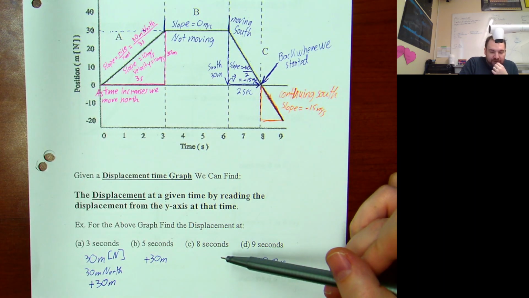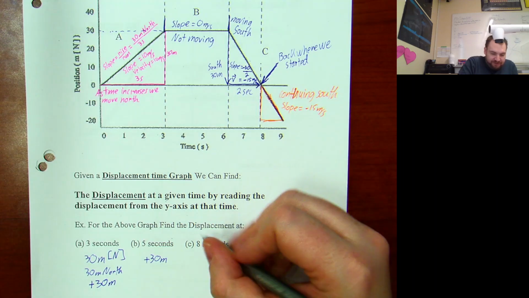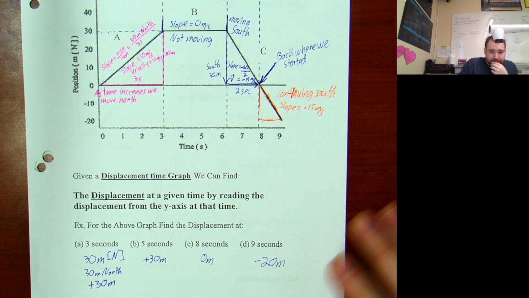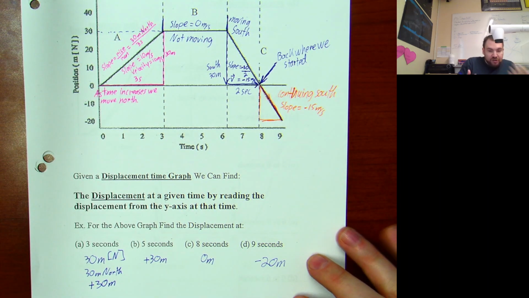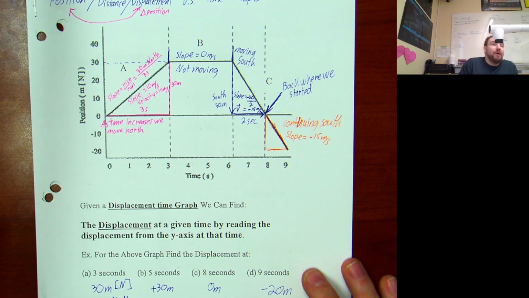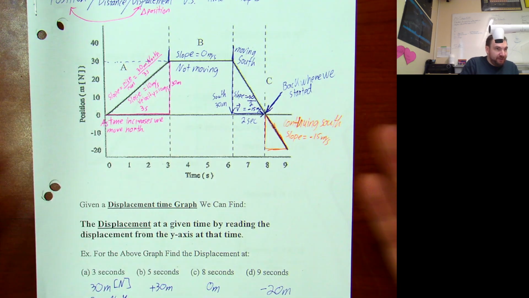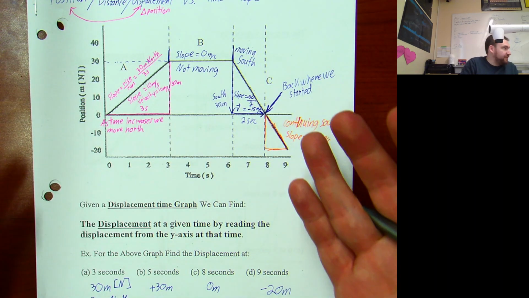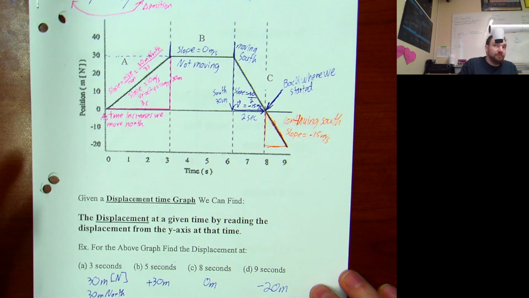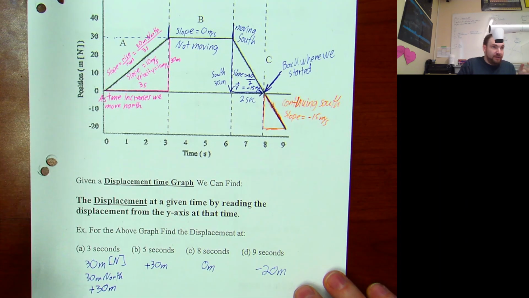At 8 seconds, where are we? We already said this one. We were at 0 meters, back where we started. So it's relatively straightforward. I'm hoping you are comfortable reading things off the graph. Comments, questions, concerns? Okay, then flip the page.